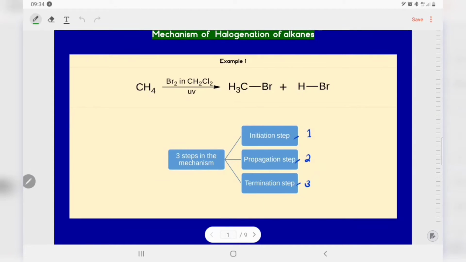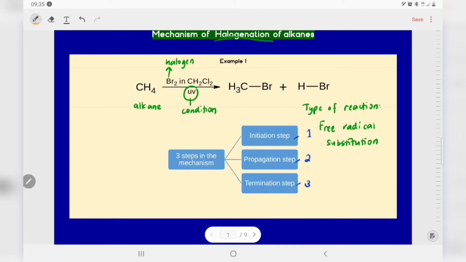In this example 1, we have a compound, an alkane, reacting with Br2, which is a halogen, in CH2Cl2, and the condition is UV. The name of the reaction is halogenation, while the type of reaction is free radical substitution, where we substitute 1 hydrogen from the alkane with Br. And why is it free radical? Because it has the condition UV.